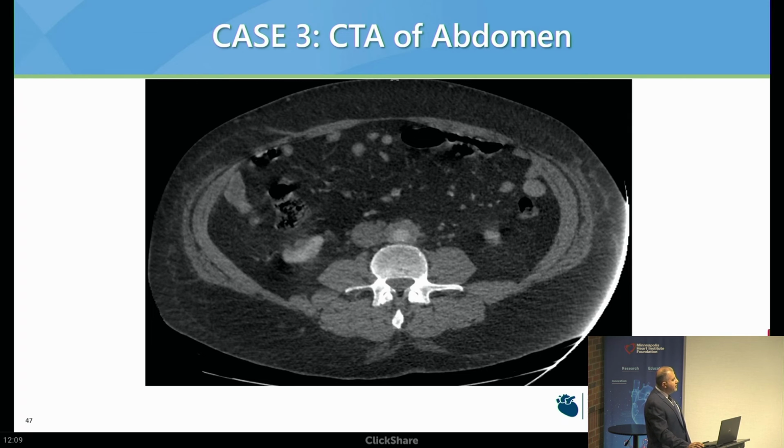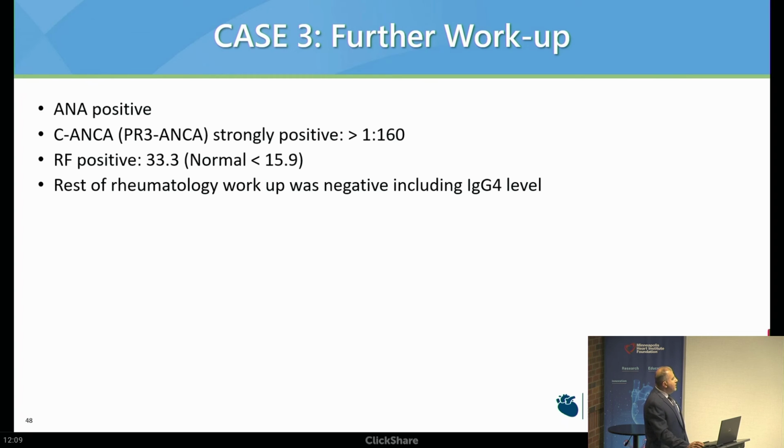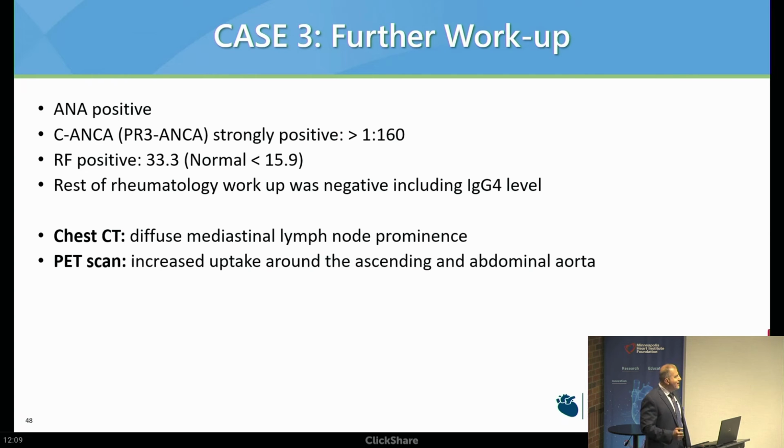The CT angiogram also reveals significant wall thickening involving the abdominal aorta right here. So there's something going on: a systemic disease involving the thoracic and abdominal aorta. And if you look at the labs, it's more confusing. His ANA is positive, his C-ANCA is strongly positive, and rheumatoid factor is also positive. The rest of the rheumatological workup, including IgG4, was negative. Chest CT also showed mediastinal lymphadenopathy. PET scan showed increased uptake in the areas where the aorta was involved.